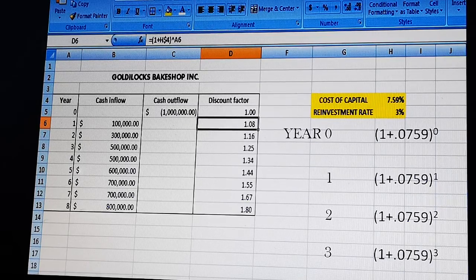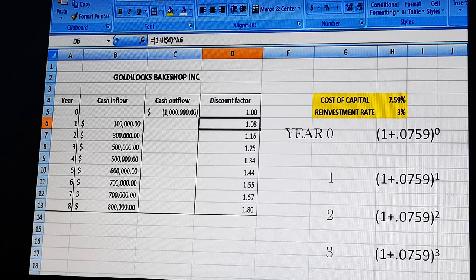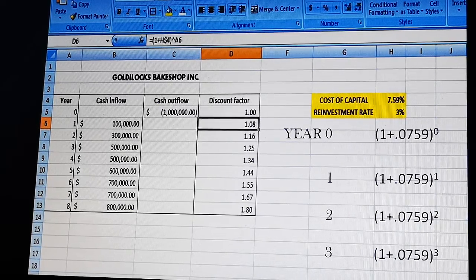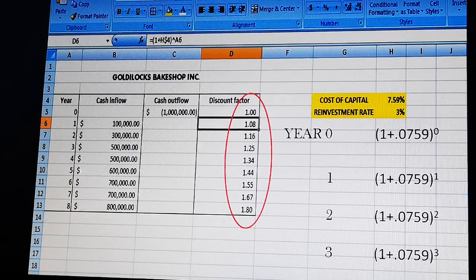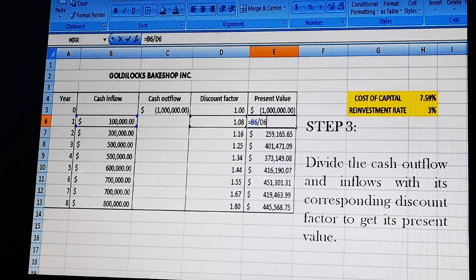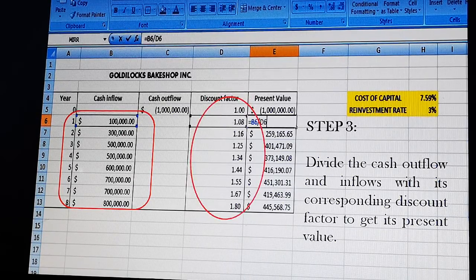So for the computation of the discount factor for year 0 to year 8, we can use the formula 1 plus r, which is equal to the cost of capital of 7.59% raised to the power of that particular year. That would give us the discount factor for year 0 to year 8. For step 3, we need to divide the cash outflow and inflows with its corresponding discount factor to get its present value.